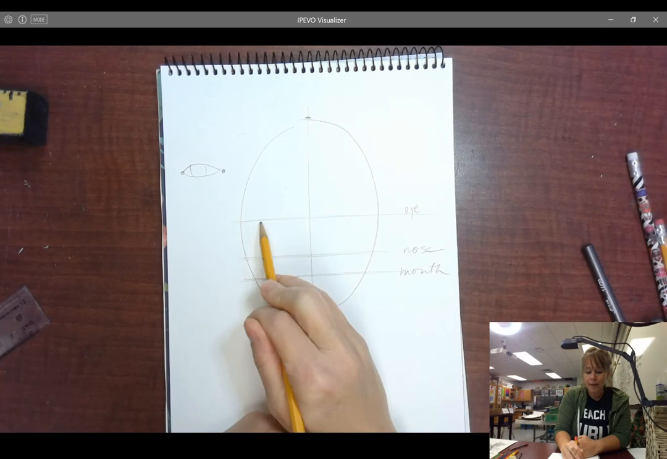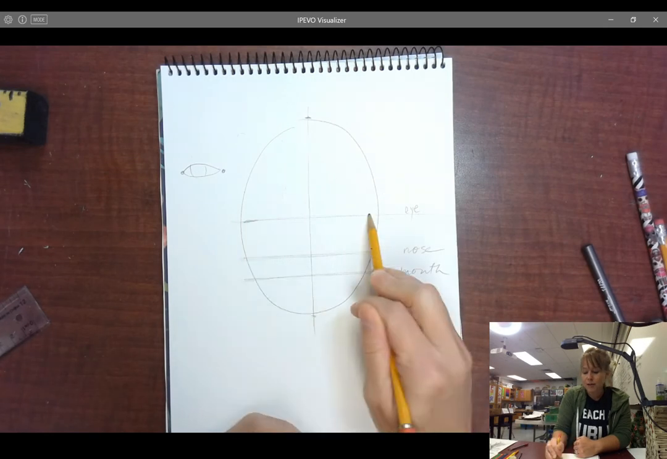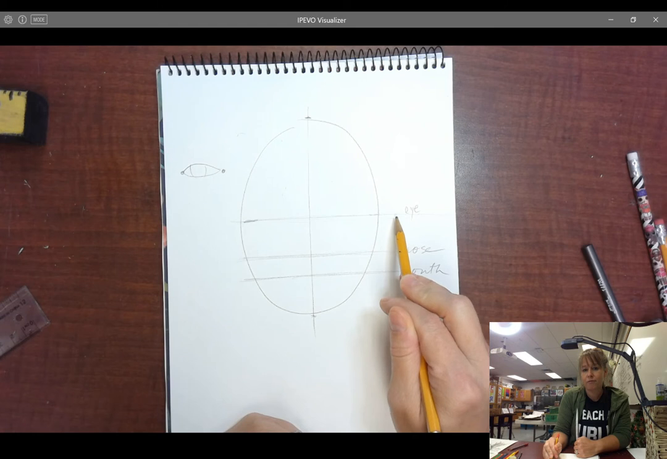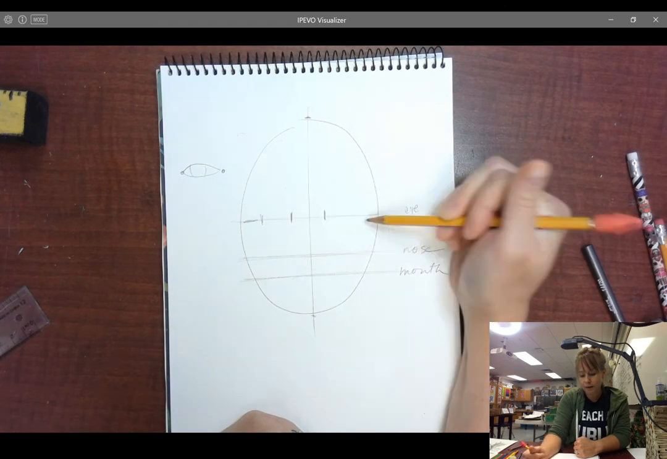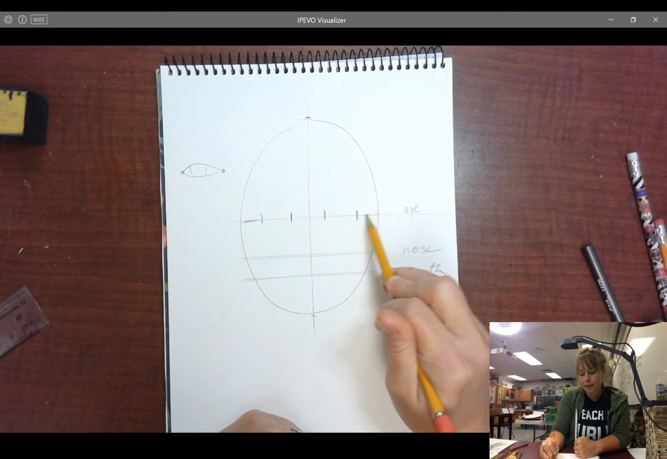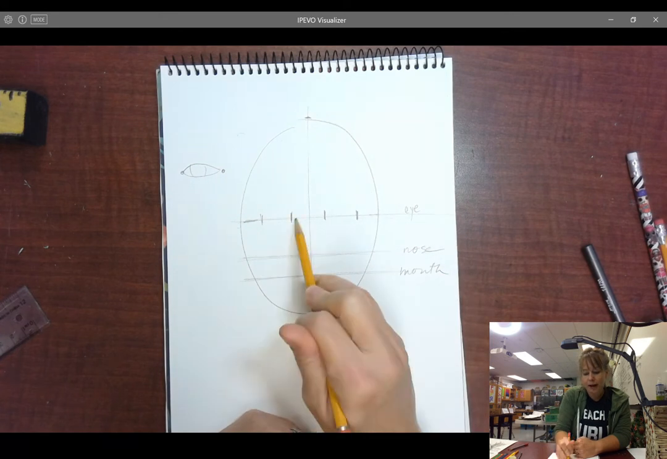So what that means is you also have some space on either side. If I divide this line in 5 equal sizes, I'm going to have a place for my eye, plus the space on either side of the eye, plus about the same distance in between the eyes.